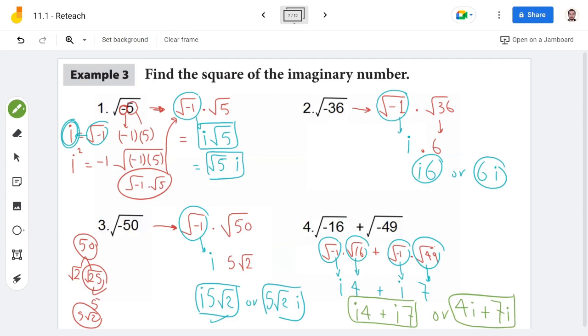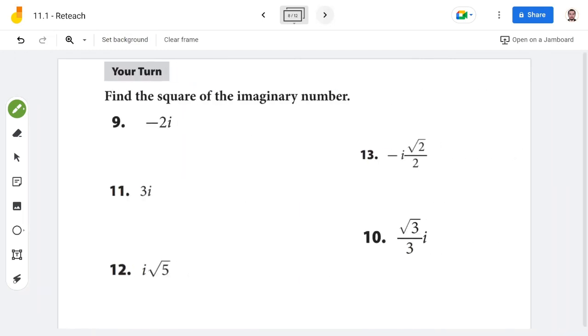I hope you understand now the imaginary number. It's easy, but you just need to practice. Just practice and then find the square root of the imaginary number.